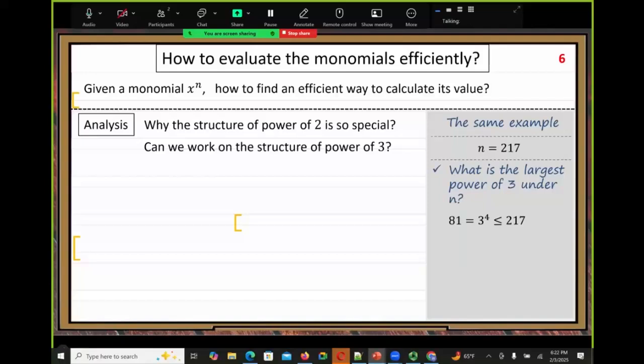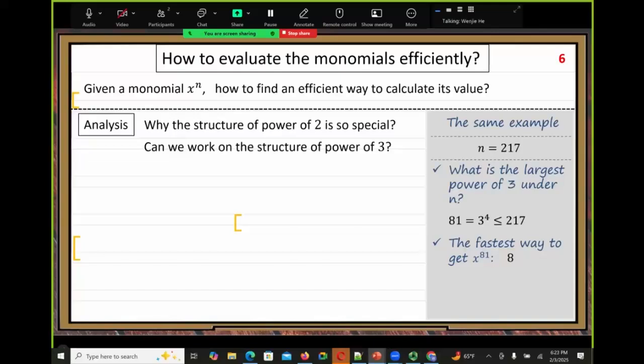The fastest way to get x to the 81st. We want to calculate x to the 81st. How many multiplications do we need? The smallest number of multiplications we need to calculate x to the 81st? 8, not 4. 8.